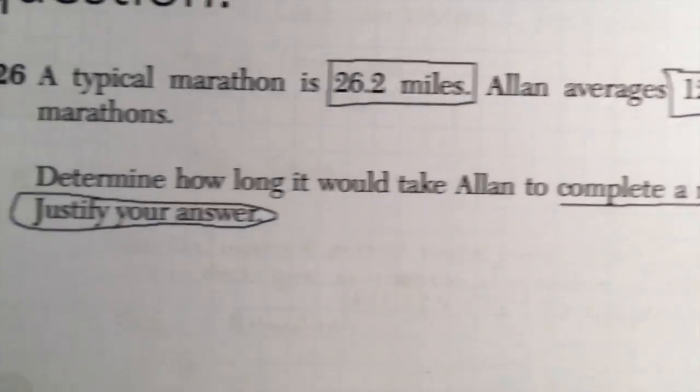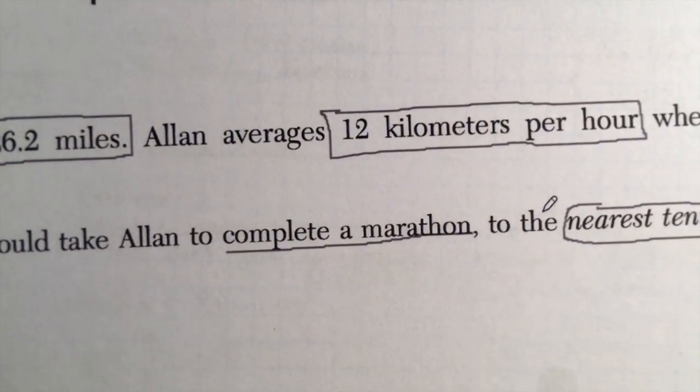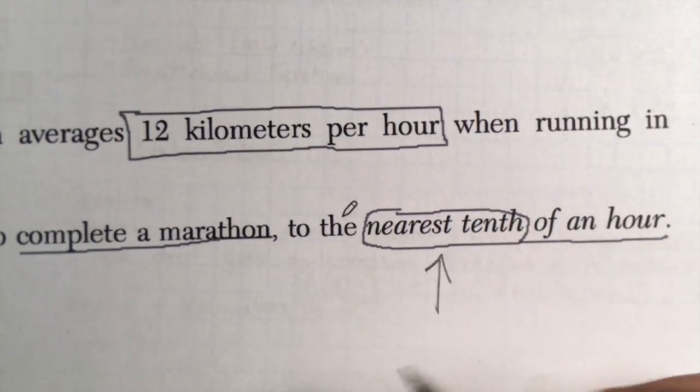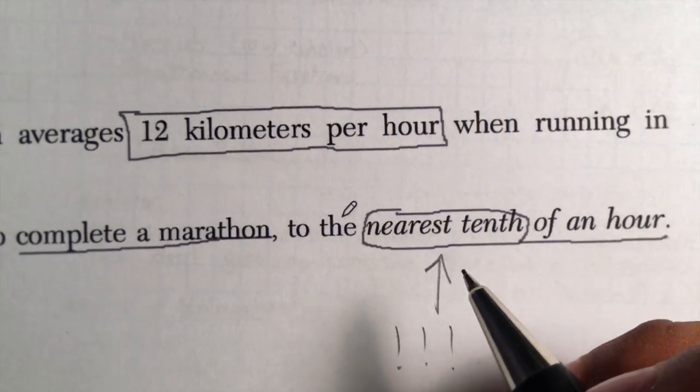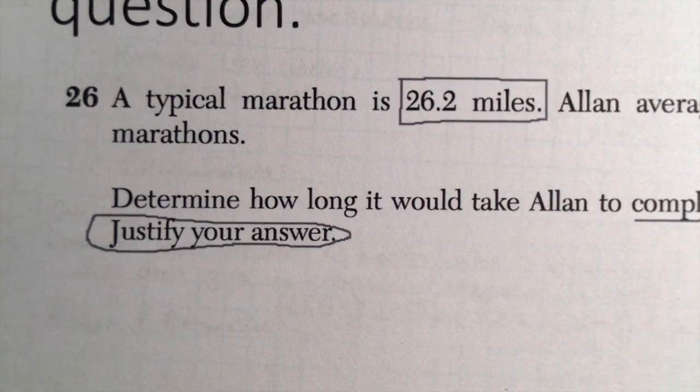I've underlined how long it would take Alan to complete a marathon to the nearest tenth of an hour. Now, the nearest tenth is very, very important. If you round to the nearest hundredth, you lose a point. If you round to the nearest thousandth, you lose a point. If you round to the nearest whole number, you lose a point.